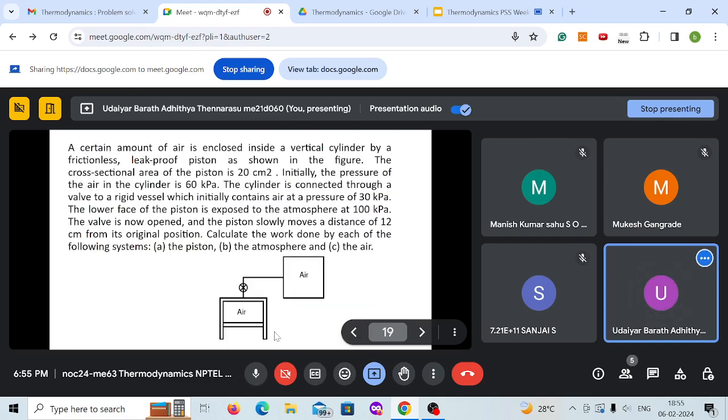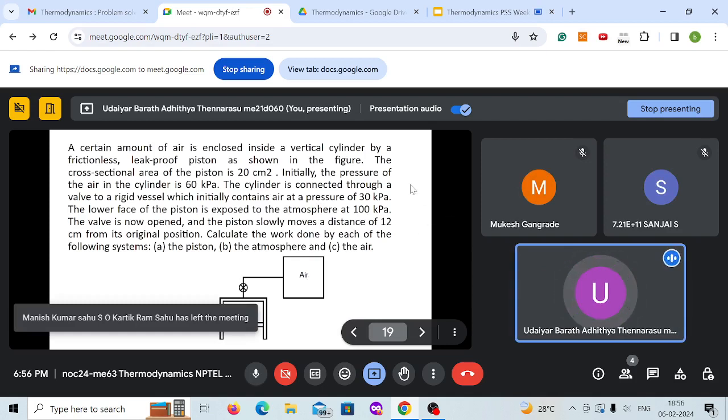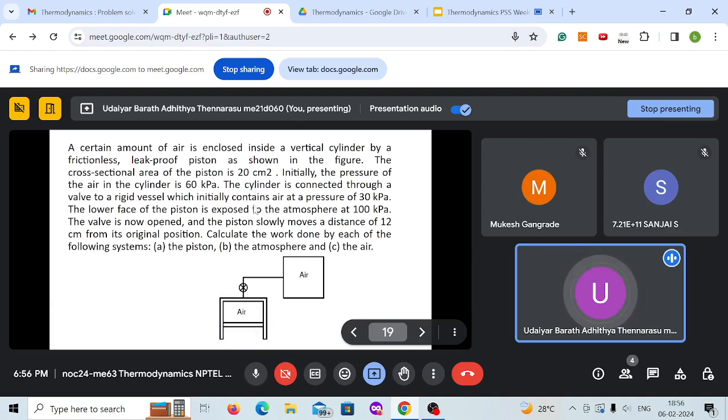Okay. So moving on, a certain amount of air is enclosed inside a vertical cylinder. The bottom cylinder air is shown in the piston arrangement. So there we have a frictionless leak-proof system as shown in the figure. In this, some amount of air is enclosed, and then you have a cylinder where you are pumping in some air. Initially the pressure of the air in the cylinder is 60 kilopascal and the cross sectional area of the piston is 20 centimeter square.